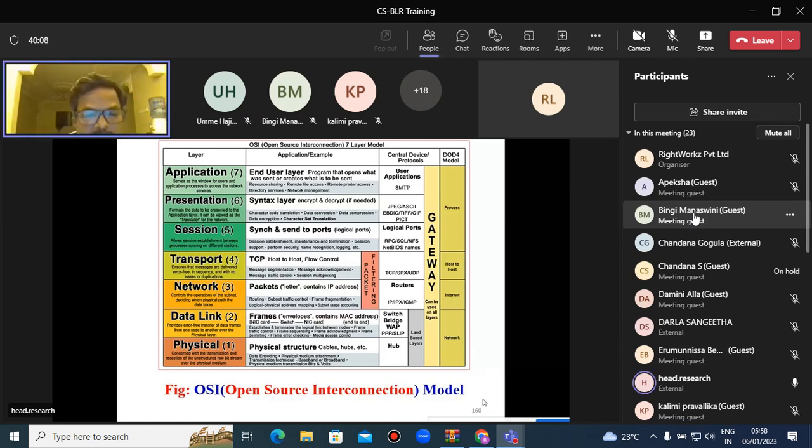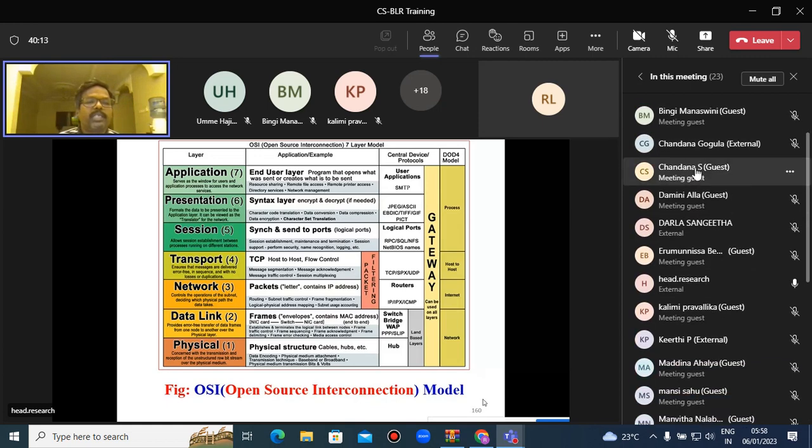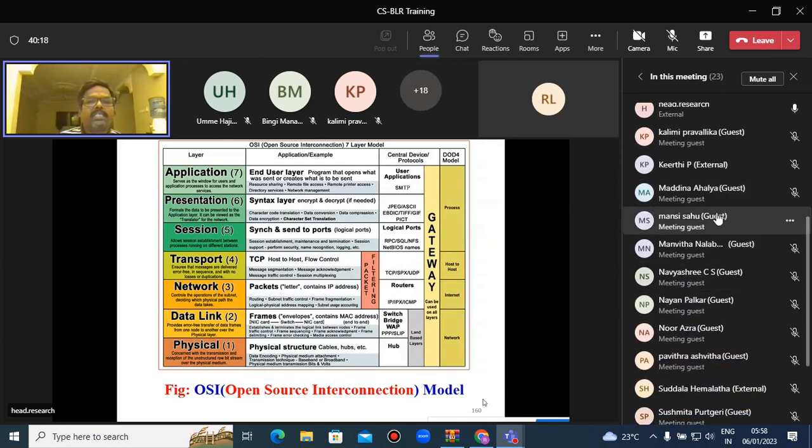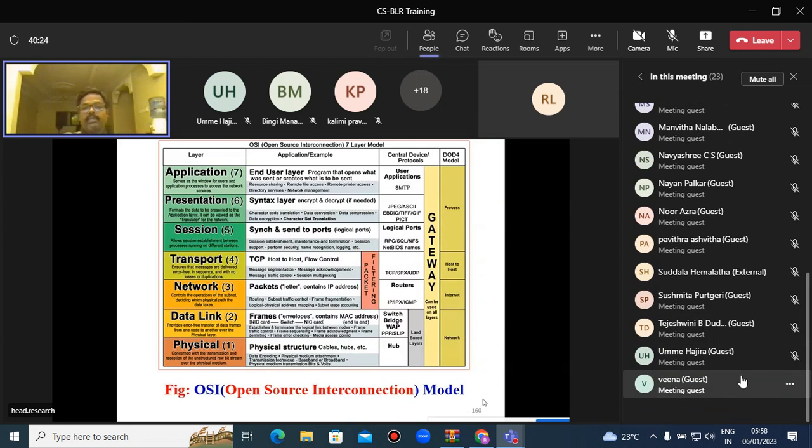Last layer, application layer. Application layer serves as the window for users and application processes to access the network service. What is the application and example it uses? It uses end user layer, a program that opens what was sent or creates what is to be sent. Here it uses various protocols like resource sharing, remote file access, remote printer access, directory services, network management.